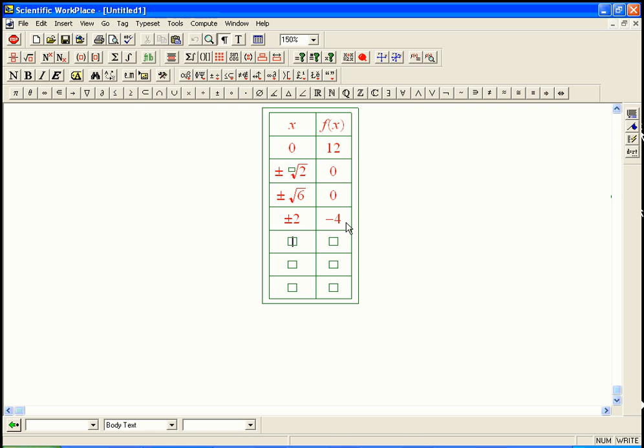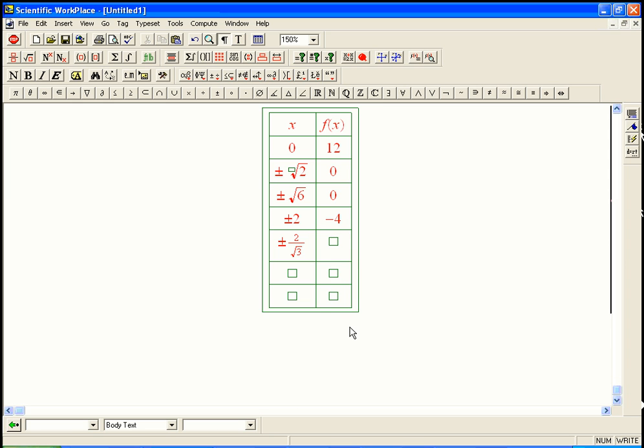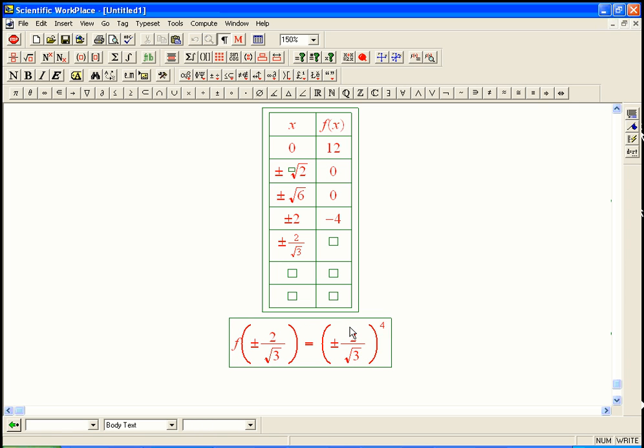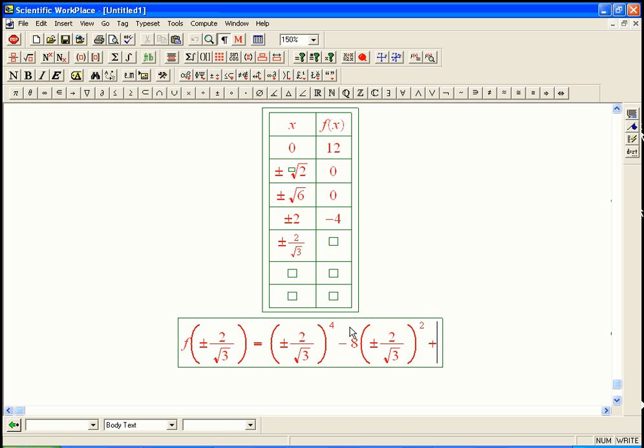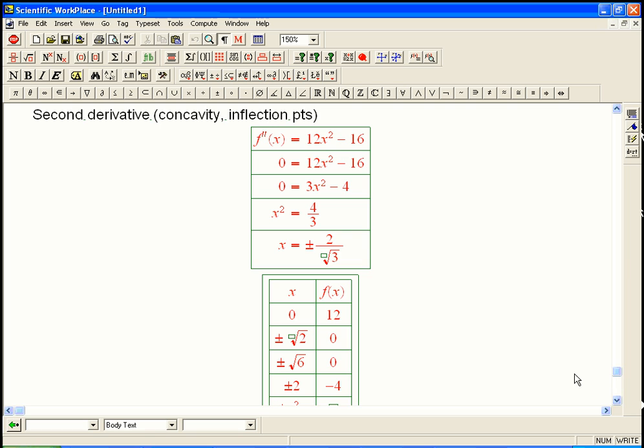And then the last pair were the inflection points, or what looks like inflection points. At least they're zeros of the second derivative. What do we get when we plug into there? Well, I think I'm going to want to write out f of that. Let's make that look a little prettier. Okay, so it's that to the 4th minus 8 times that squared plus 12. Let's just make sure we're putting the right formula here. Yep.